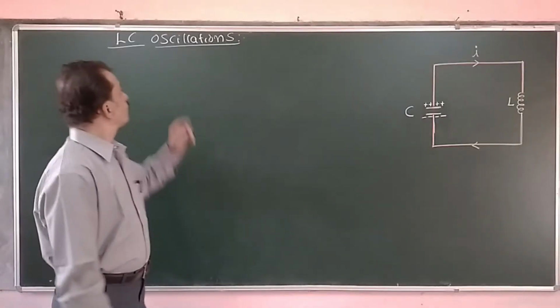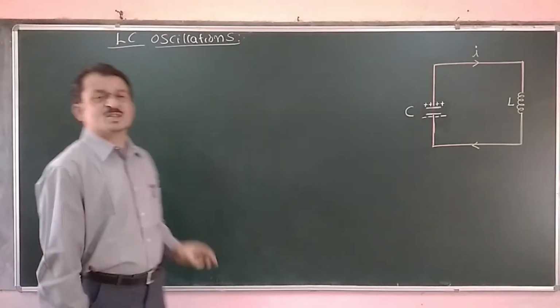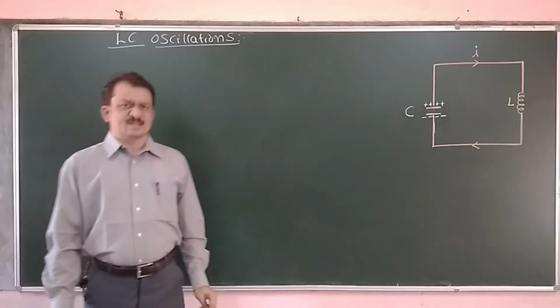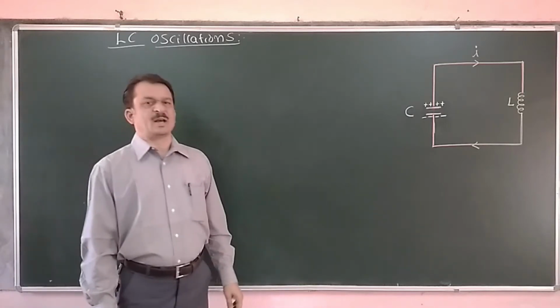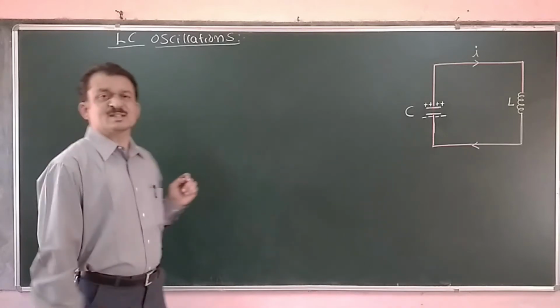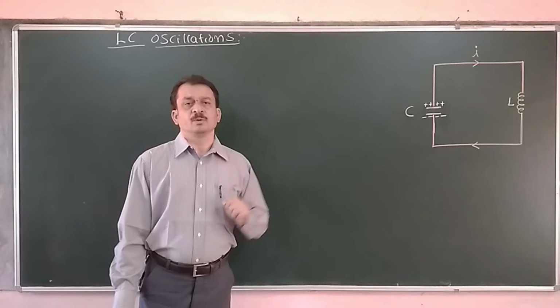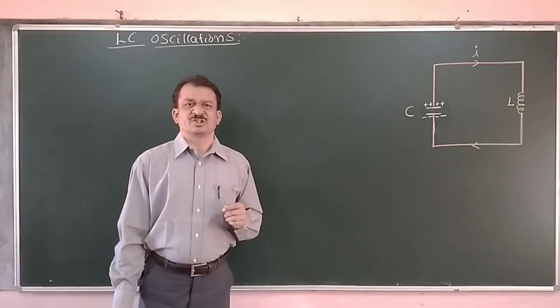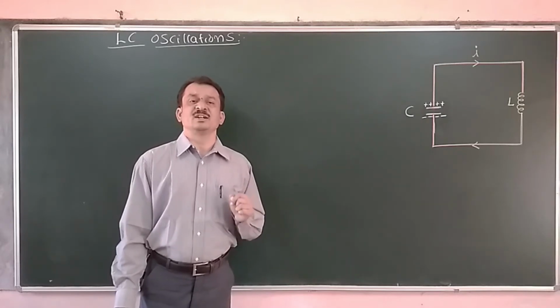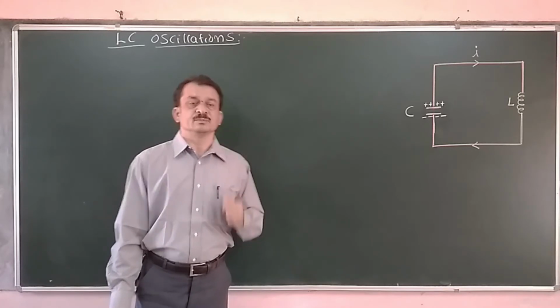Next concept, LC oscillations. L is the inductor, C is the capacitor. If these two devices are connected as shown in the diagram, they perform oscillations. That means the charge and the current perform oscillation.